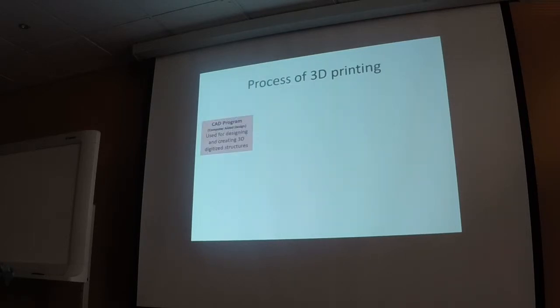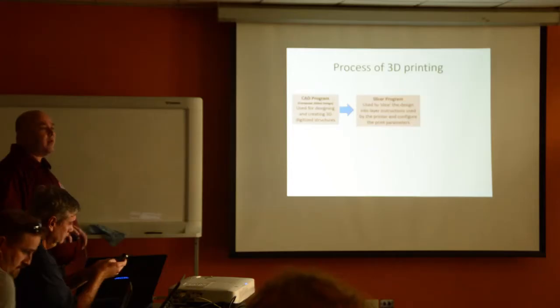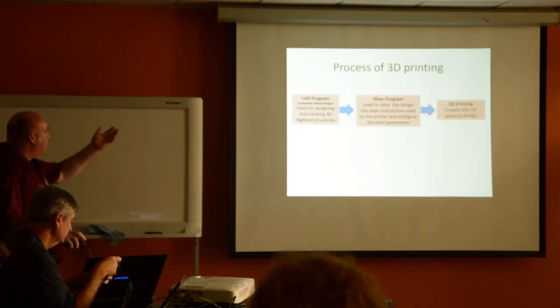So the basic process of 3D printing is you start off with a CAD program and you draw your object that you want to make to the dimensions you want to make. Then from there you go to a program which is called a slicer program. The slicer program basically sets up your parameters for your printer to actually print. What it does is slice your object into layers so it can then be printed out by your printer. And then from that you've got your 3D printing.